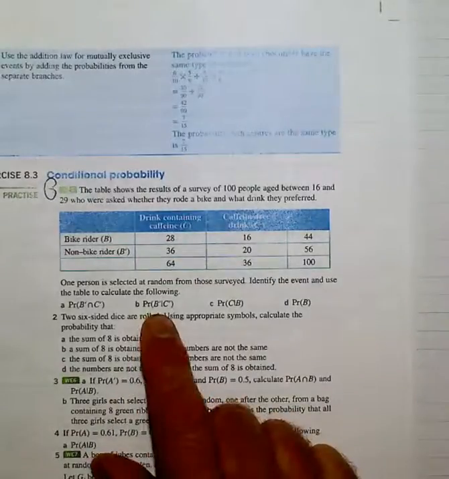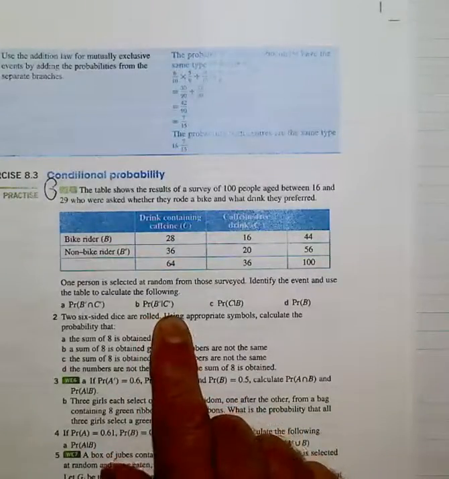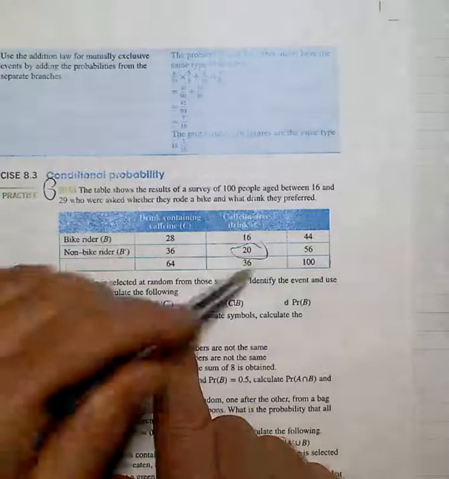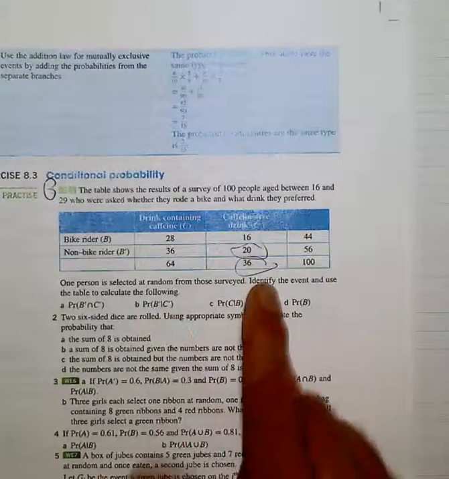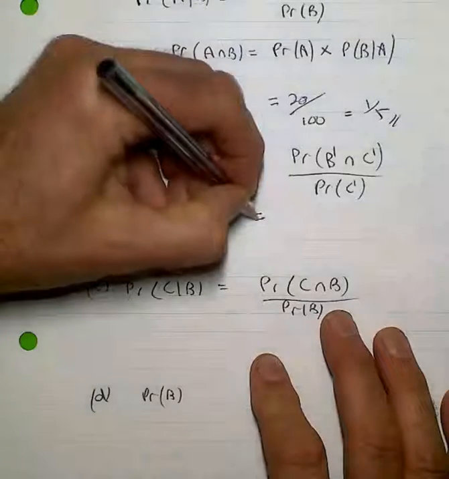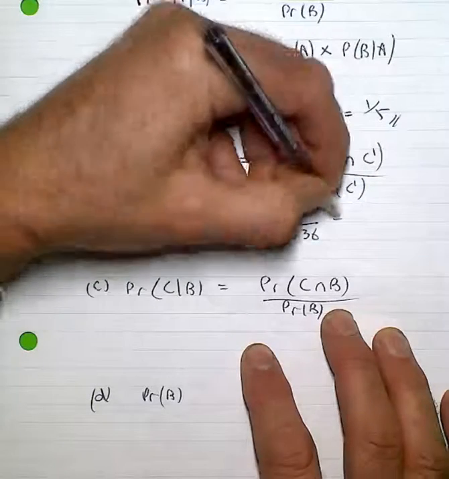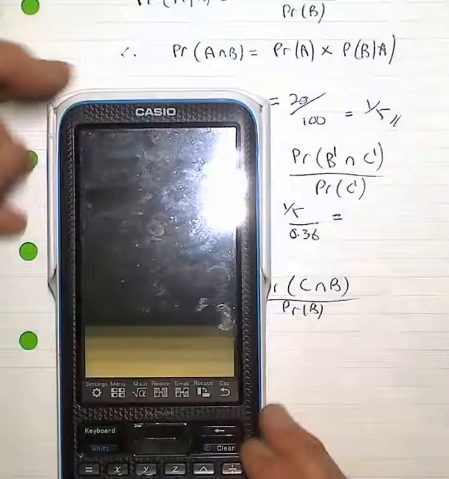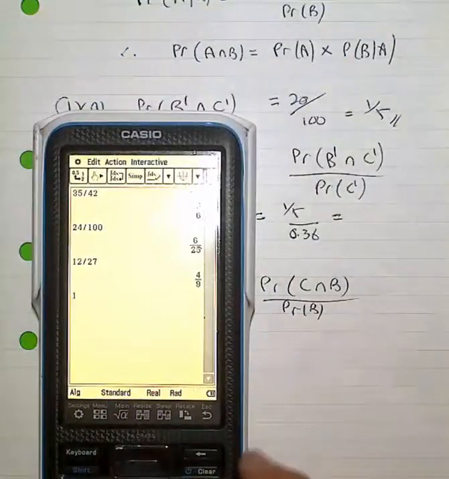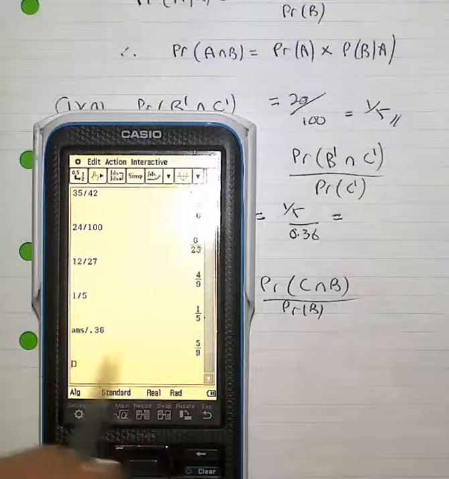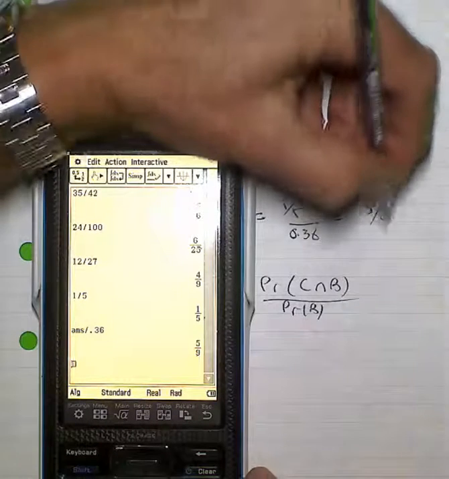Now in the next instance, in B, you're told to find the probability of not B given not C. So we've got to work out the probability of not B and C given that not C has occurred. So the selection with that stipulation. We found that to be 1/5, dividing by 0.36. And on your calculator, now because I've got that in standard mode, you can see how I end up with 5/9 as my answer.